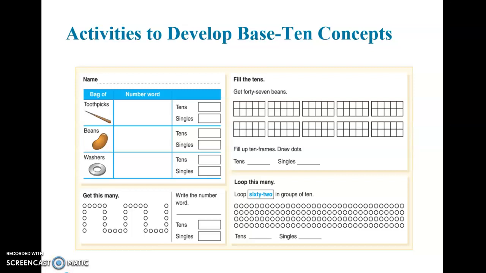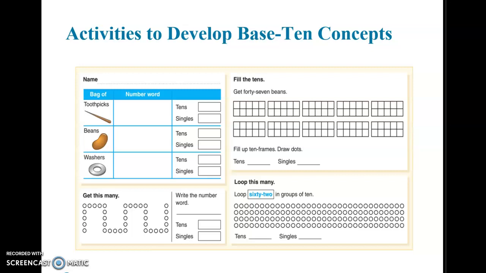The bags can be placed at stations around the room or given to pairs of students. Students empty the bags of the contents. The amount is recorded as a number word. Then the objects are grouped in as many 10s as possible. The groups are recorded on the form. After returning the objects to the bag, bags are traded or students move to another station.